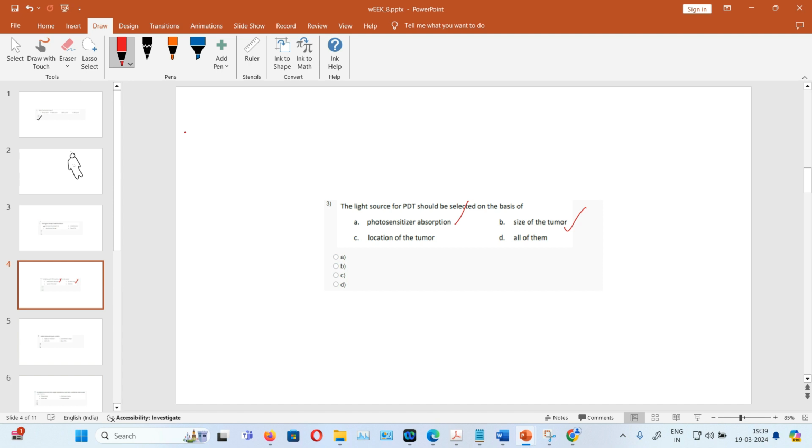Now the third option is the location of the tumor. We have to direct the light source to the tumor location. And there's one more thing: in photodynamic therapy, the light penetrates only around 2 to 3 mm depth in the normal mode. So the light source should reach within the vicinity of 2 to 3 mm of the tumor. So the location of the tumor also matters. You can see that A, B, and C all matter, so the correct answer is D, which shows all of them. So the answer for the question is option D, all of them.